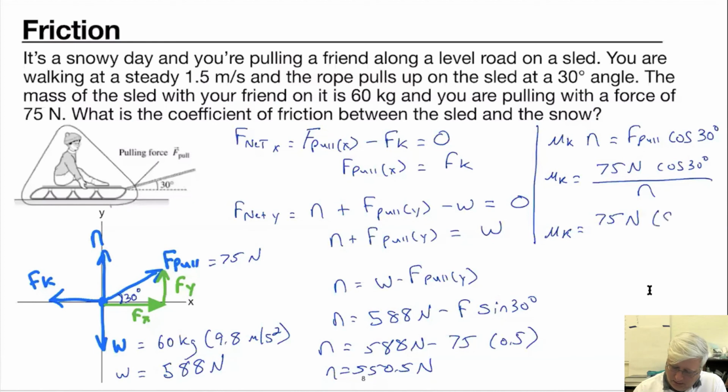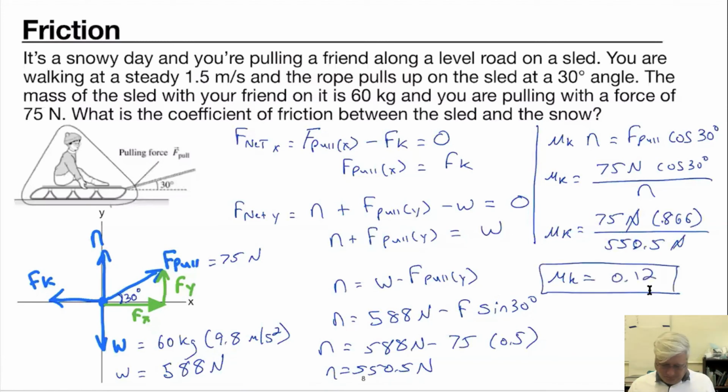Cosine of 30 is 0.866. And the normal force was 550.5 newtons. Our units will cancel, which is what we want. And I get about, rounded, 0.12. Okay. So that's the coefficient of kinetic friction between the sled and the ground or the snow.